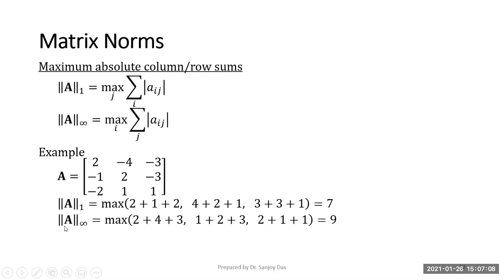The infinity norm of A is the maximum absolute row sum. We look at the sum of the absolute values of each row: 2 plus 4 plus 3, 1 plus 2 plus 3, 2 plus 1 plus 1. So what does it give us? 2 plus 4 is 6 plus 3, 9. Actually, that's the highest. So we get the infinity norm of A is 9.